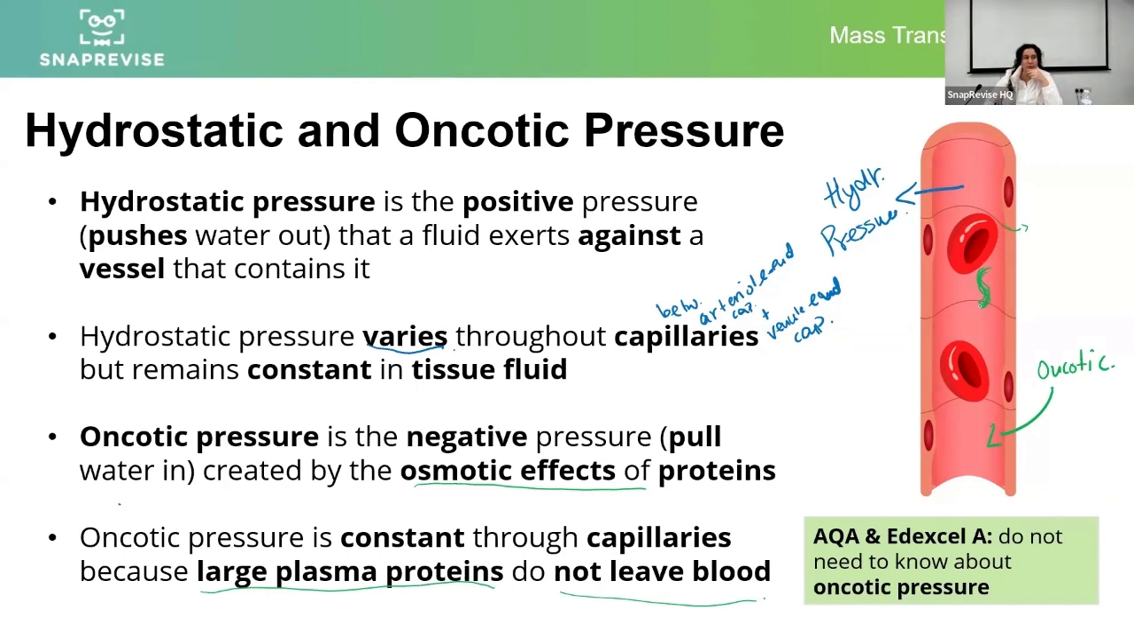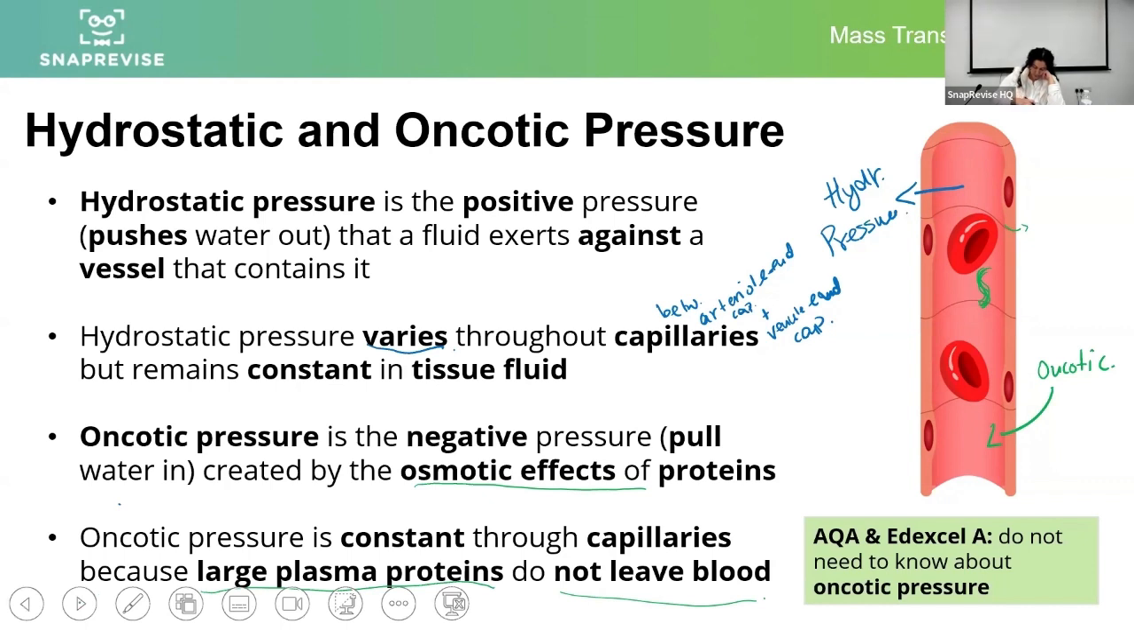What are some examples of those large proteins? Antibodies, various other hormones like insulin or like adrenaline, which are proteins. If you're asked for an example, just remember antibodies, that's fine.